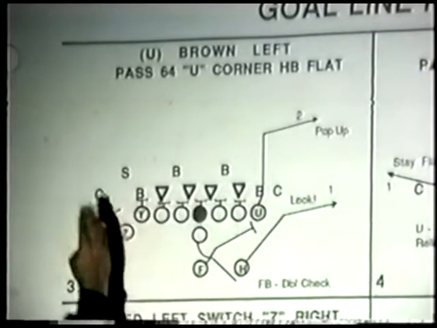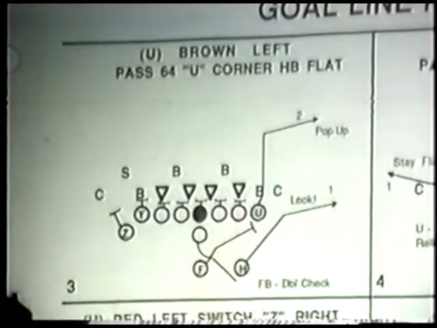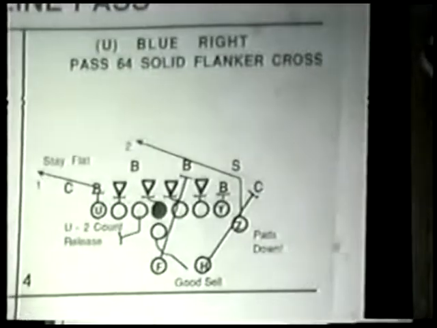We're very solid back here. Fullback's got the double check. Okay? Backer to edge. And come around and the ball's thrown quickly. Okay? And we'll only run it one way. To the right. Okay? Now 64 U corner, halfback flat. U group or muscle group. That's how we're going to signal this, right?